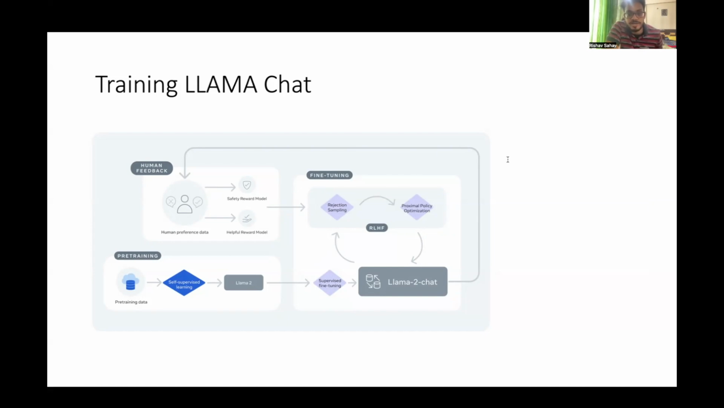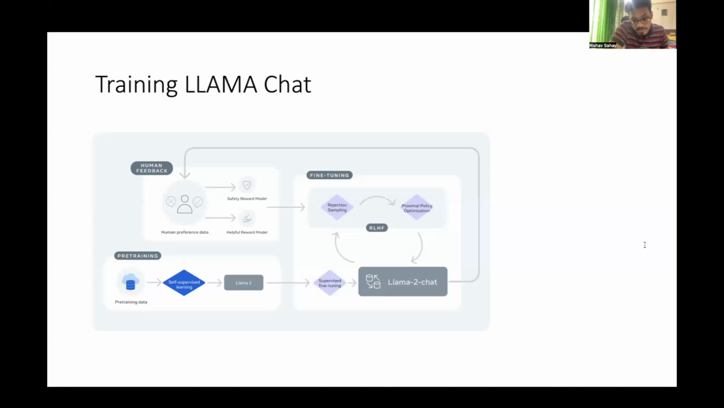Next is human feedback. Human preference data is collected and used to create two reward models, as shown in the diagram. First is the safety reward model, the second is the helpful reward model. These two models feed into the fine tuning process. So then comes the RLHF phase. This stage involves two key components. First is rejection sampling, and next is proximal policy optimization. These elements work in a cycle with Llama 2 chat, continuously refining the model.